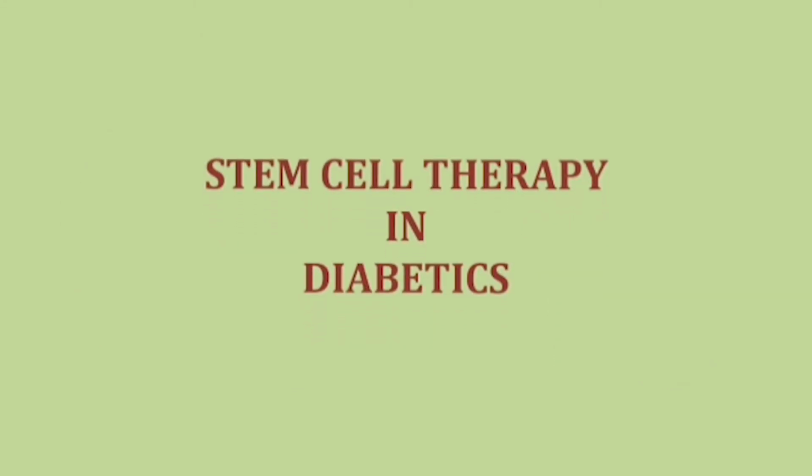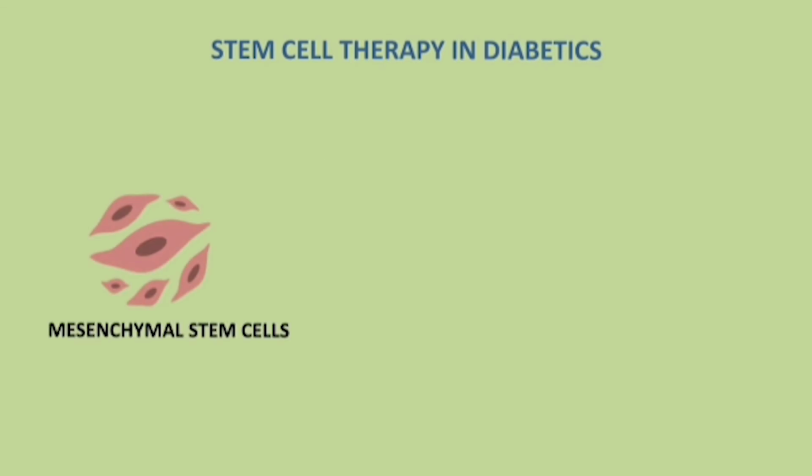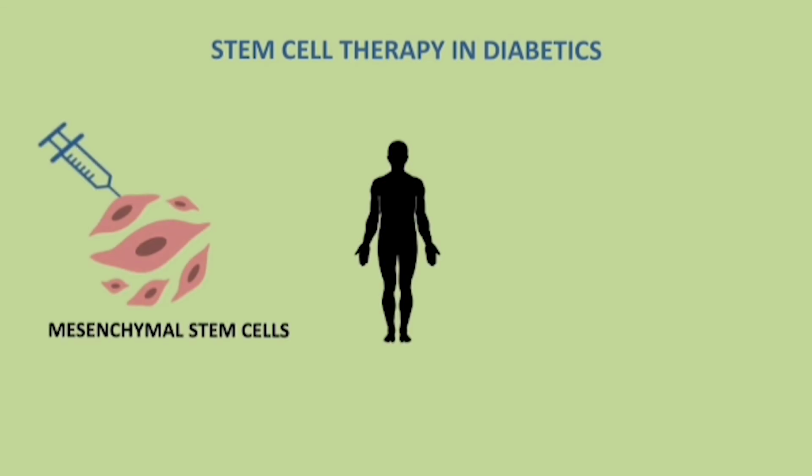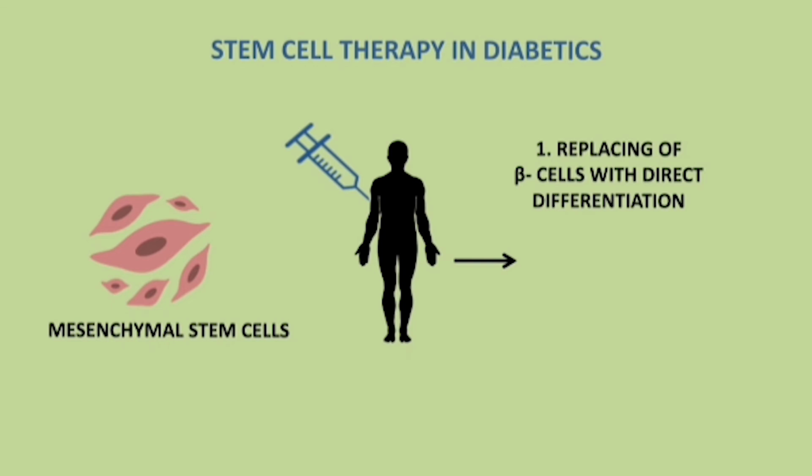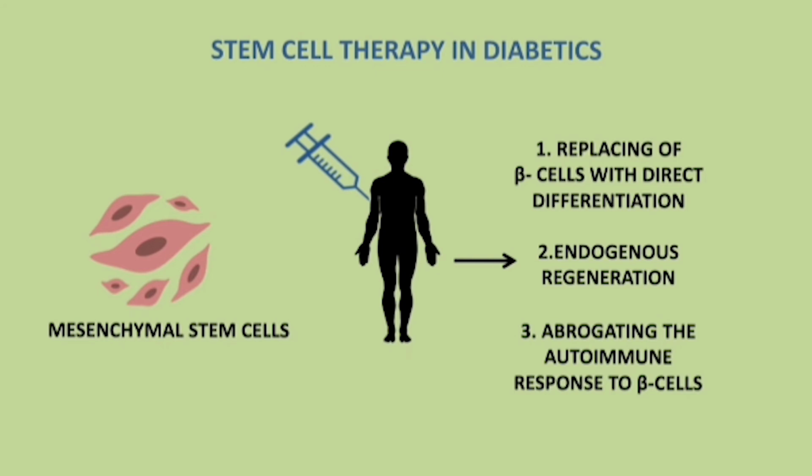Stem cell therapy in diabetics. Mesenchymal stem cells are isolated from donor and are cultured. These stem cells are now transplanted into diabetic patients, which in turn replace the defective beta cells with direct differentiation, increase endogenous regeneration, and abrogate the autoimmune responses to new beta cells.